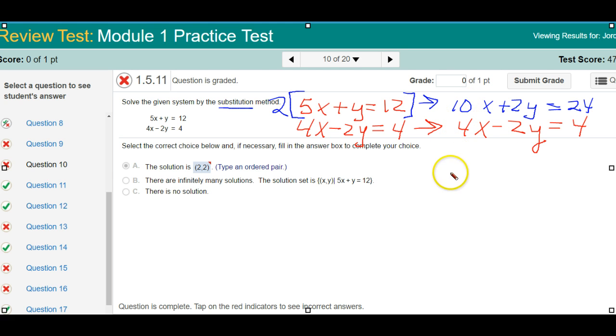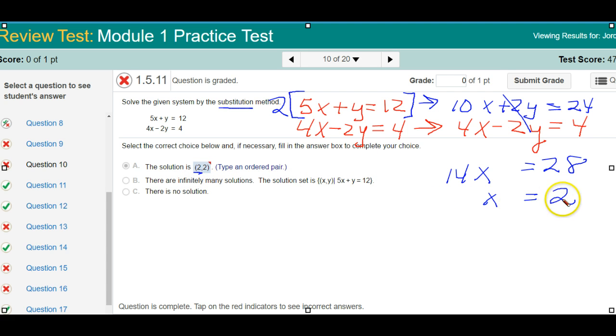Okay, so this becomes 14x. Here these cancel out, and I get 28. So I divide both sides by 2. x is 28 divided by 14, so x is 2. And that's what our x value is.